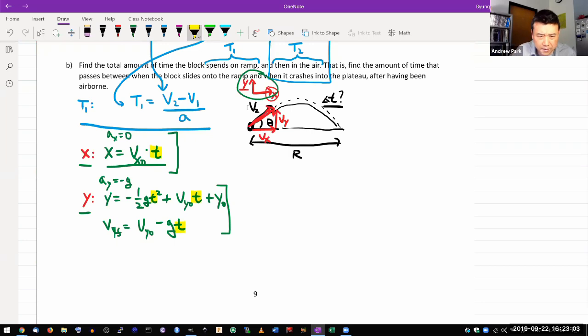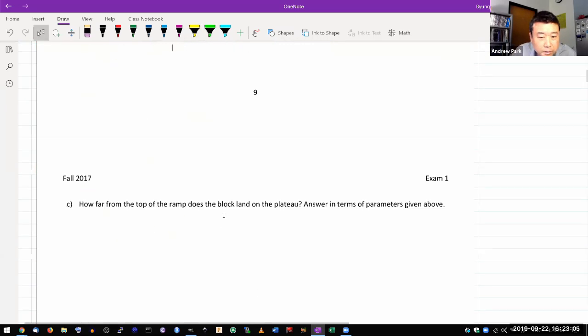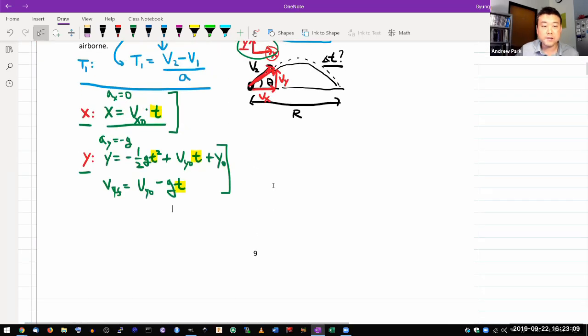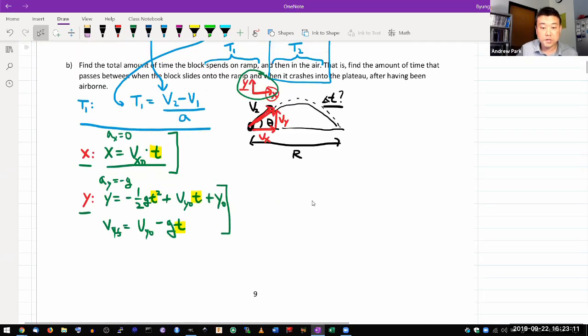And I think in part C, I ask you for how far from the top of the ramp. Eventually, there's a question that asks you for the range r. And to answer that question, you do use the x component of motion by utilizing the time that you find from the y component, which you will do right now. So in order to find the t2, what we are doing right now is solving for time t here.